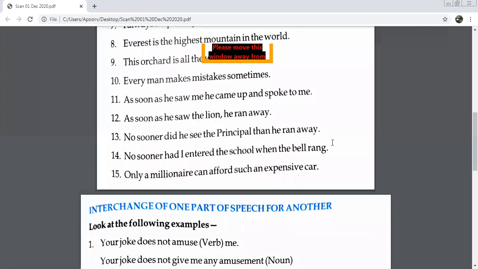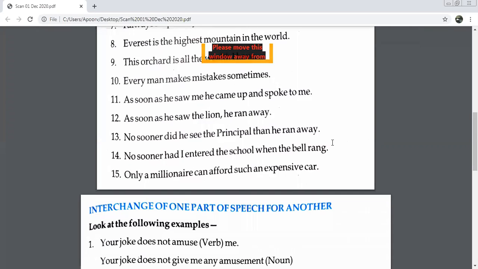Tell me the 12th one now. No sooner he saw the lion, he ran away. Yes. No sooner had he seen the lion. You can change it like this also. That's also correct. What about the 11th one? No sooner he saw me, he came up and spoke to me. Yes. No sooner, we have changed it into negative.